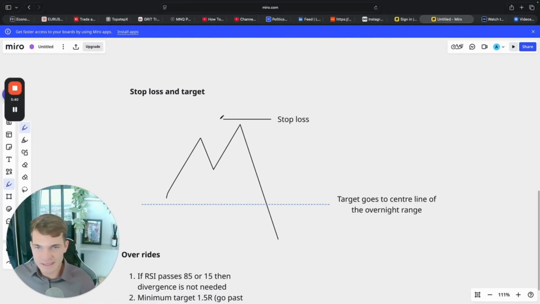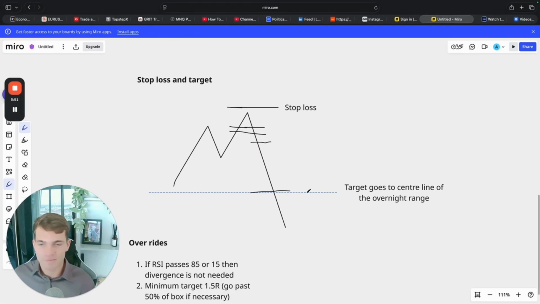charts. Exactly the same. Stop loss here. We've got an inverse fair value gap coming through here. We enter into the position here and we target back down to the 50% of that box.